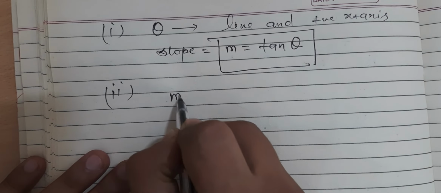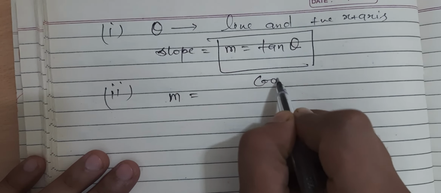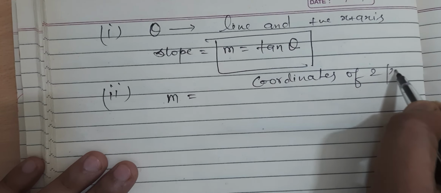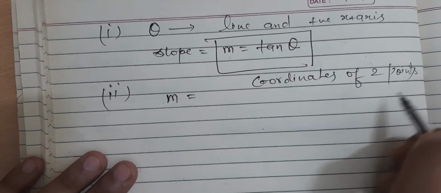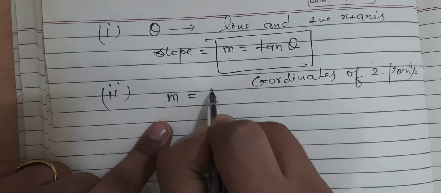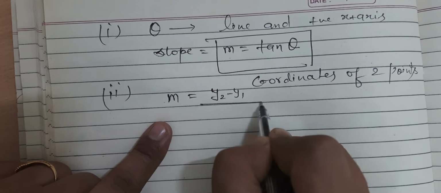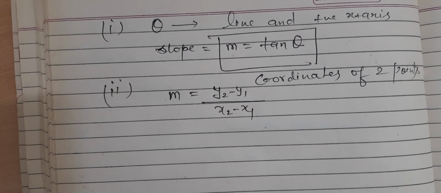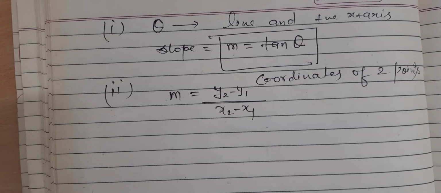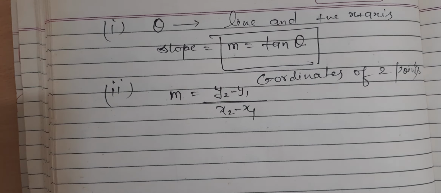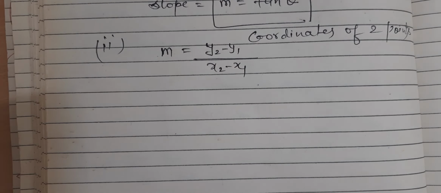Second, if the coordinates of two points are given and we have to find the slope, then how will we find it? The slope is (y2 minus y1) upon (x2 minus x1). This is the formula to find the slope of a line when the coordinates of two points are given.